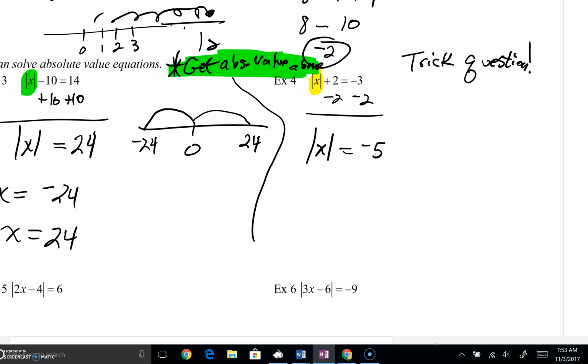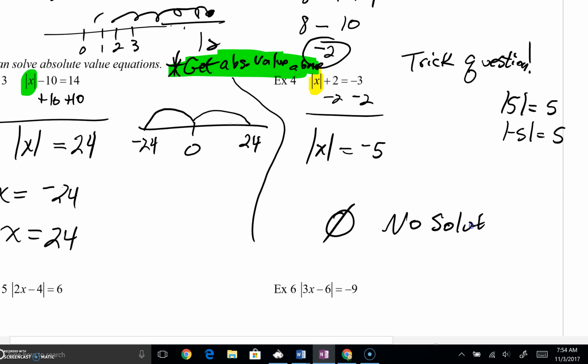Now, if you're on your toes, you're going to know something is seriously wrong. Can the absolute value be something negative? No. Kids will say, sure, I'm going to put in an answer of 5. No, what's the absolute value of 5? 5. What's the absolute value of -5? It's 5. This is no solution.